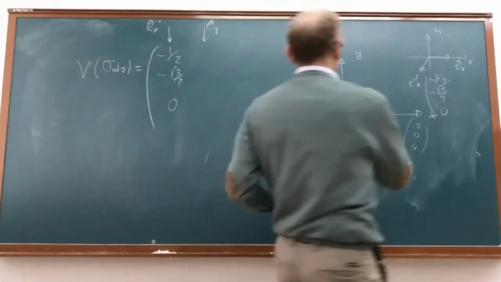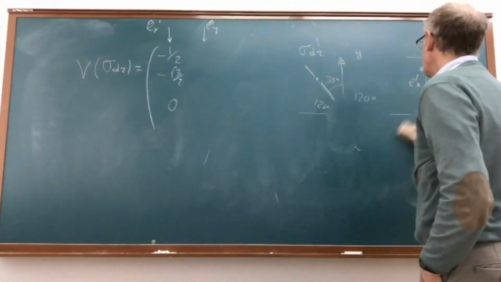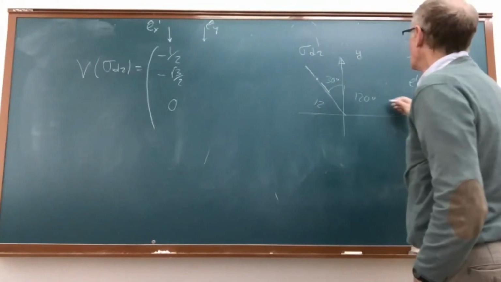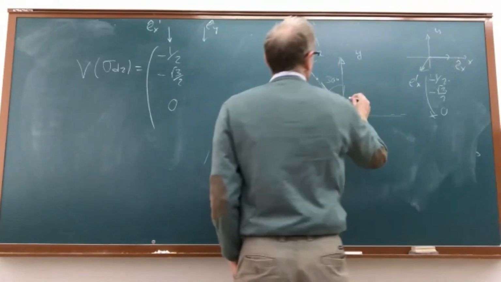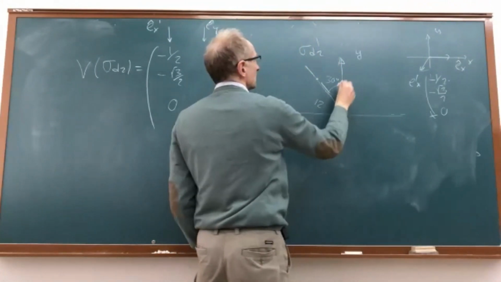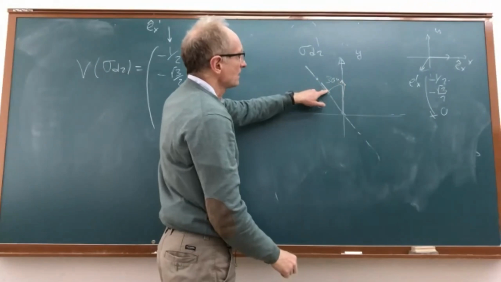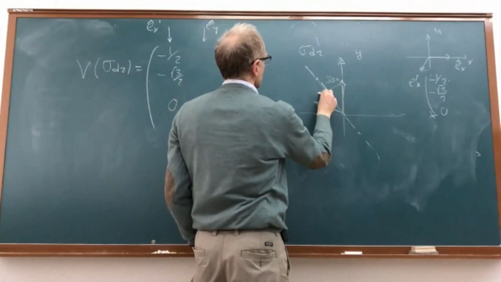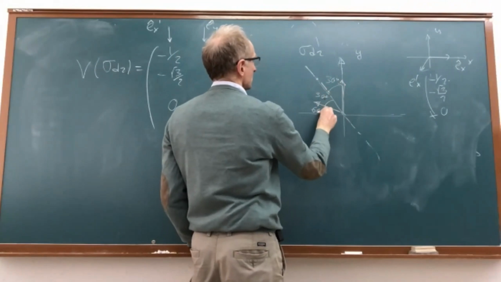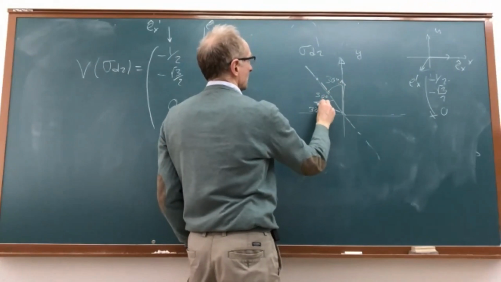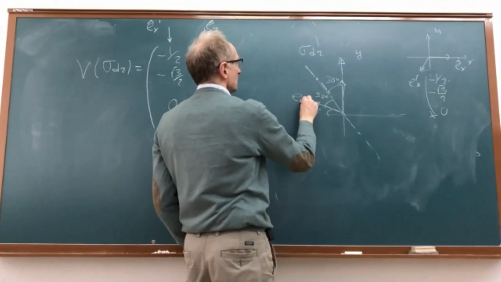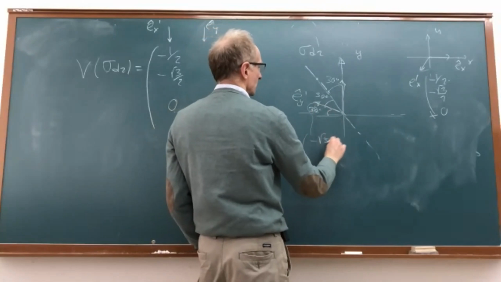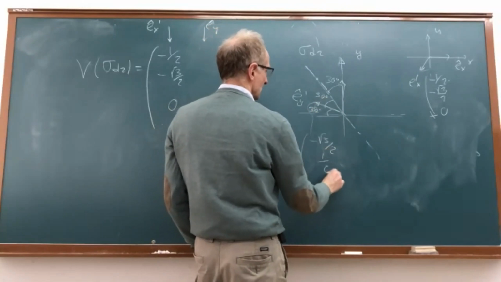Well, in this case, I have to see what happens when I rotate this one. This is a plane, this is 30 degrees, so this has to be the same 30 degrees. And then the components of this, E_y prime, are obviously minus square root of 3/2, 1/2, and 0.